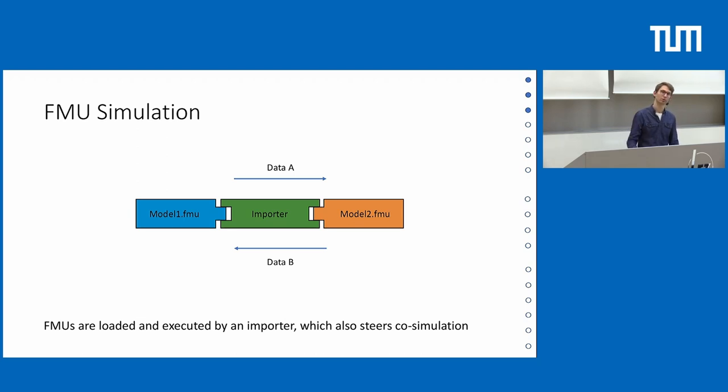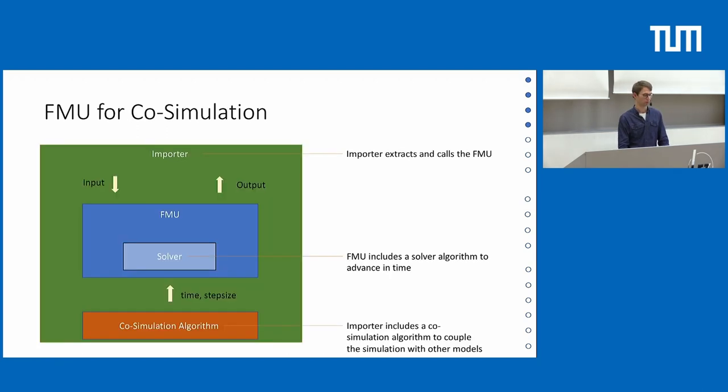And in this case, we have an importer that loads two FMU models. And now it also has to take care of the co-simulation. So it has to take care of data exchange and numeric stability. And there are different types of FMU models. I want to present one of them a bit further to you, which is the FMU for co-simulation, and especially how it interacts with the importer.